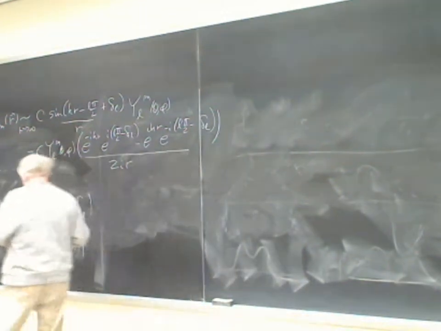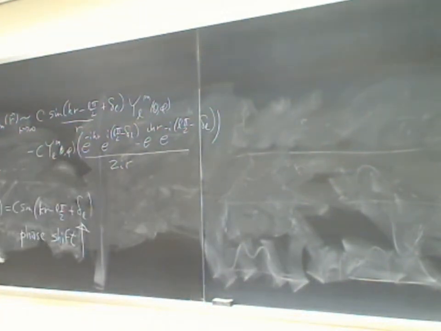Okay, so that's our expression, but what we want to do is match this up to be a plane wave in the z direction plus a scattered wave. So we multiply each of these partial waves by a phase factor, an overall phase factor.